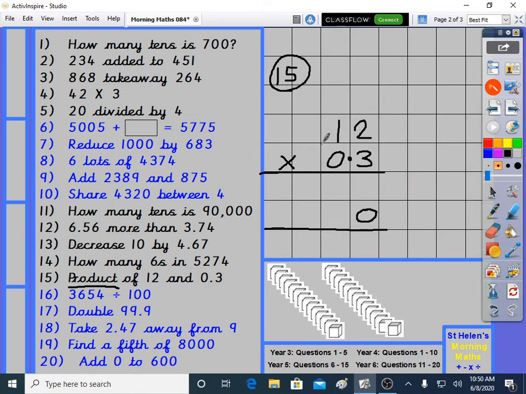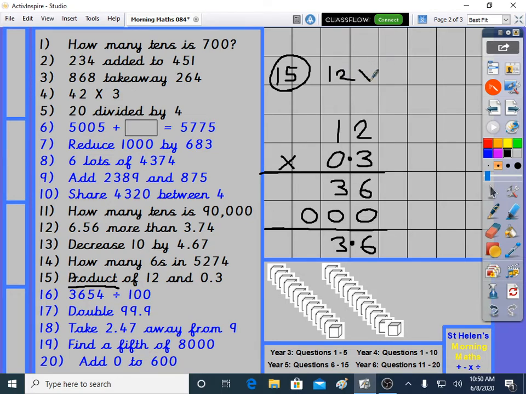So 12 times 0.3. Right, 3 times 2 is 6. 3 times 1 is 3. 0 times 2 is 0. 0 times 1 is 0. So what is it, 36? Well, it's not 36 because we had 1 decimal place in the question, so we need 1 in the answer. It's 3.6.